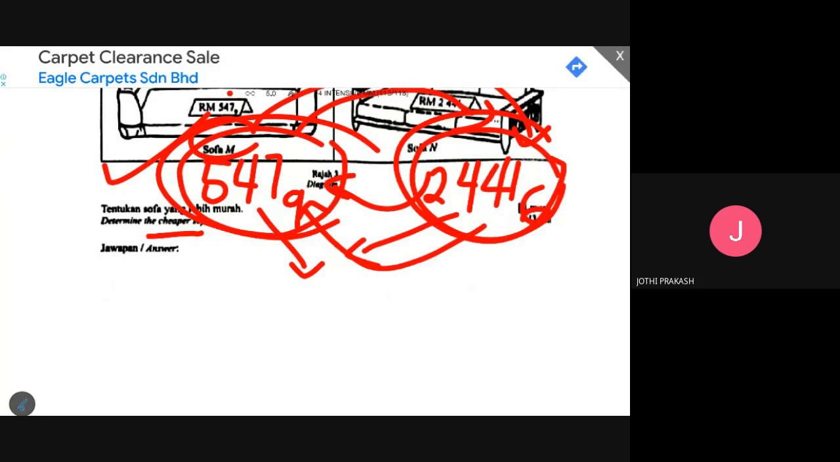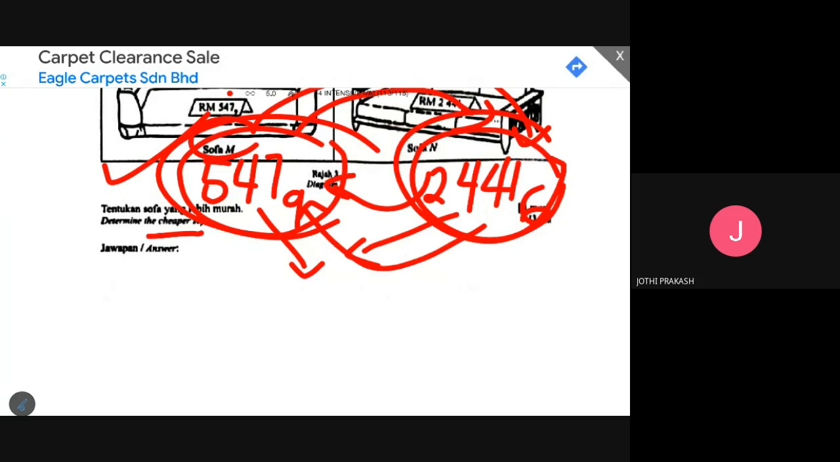$61 lah. Wait guys, I try to count again. 2 times 6. Does anyone get any other answer? Can you share? For sofa N? I'm trying to check back my answer. Plus 4 times 36. 24.